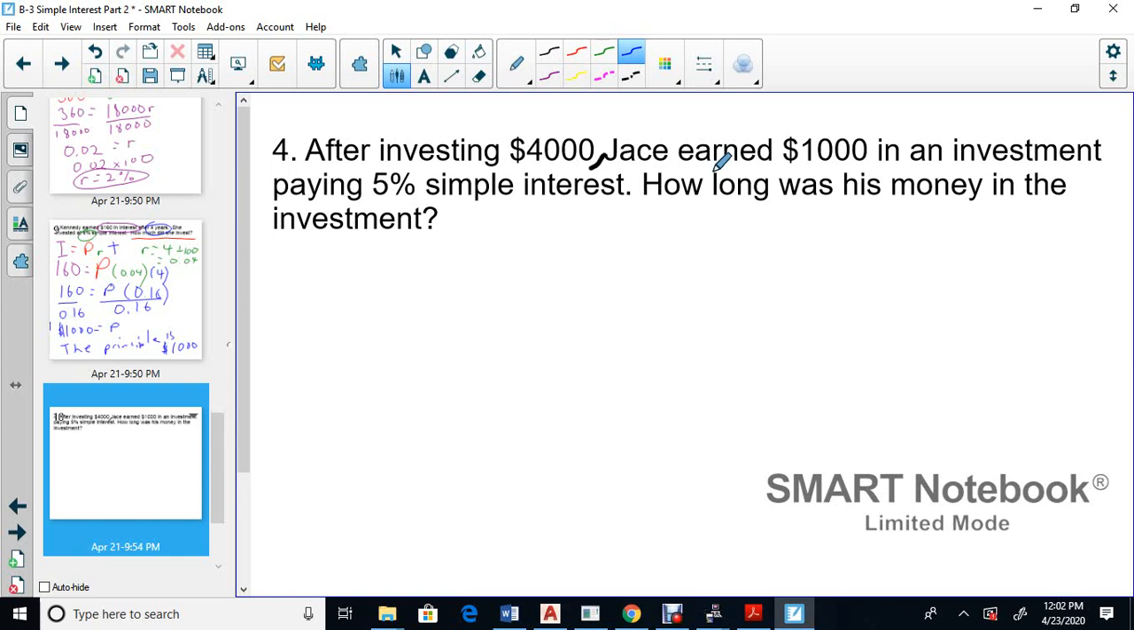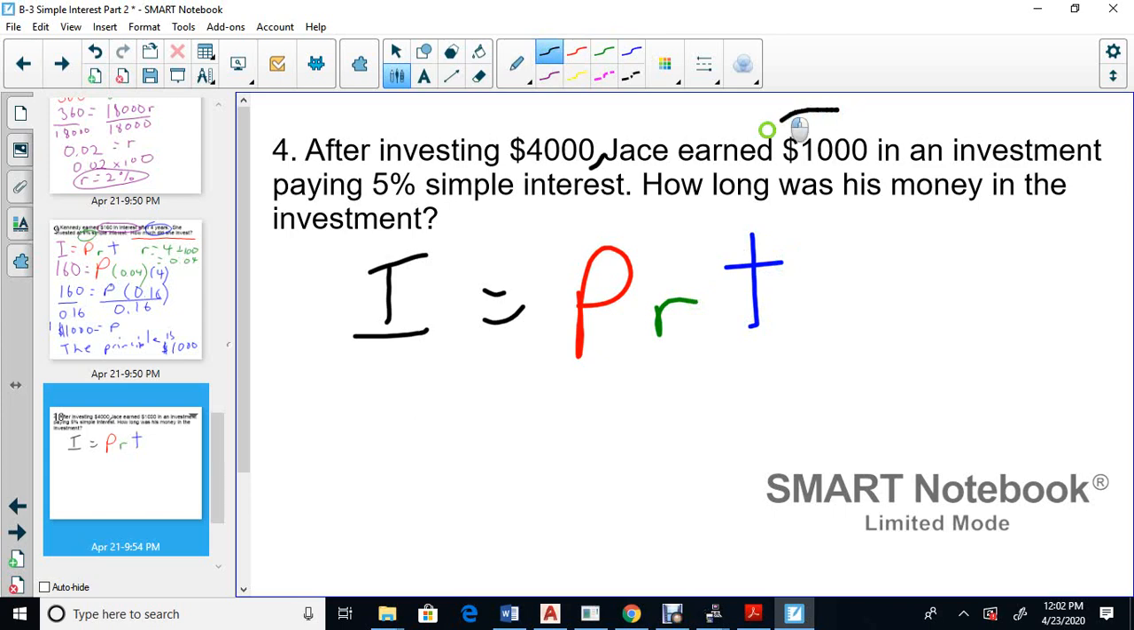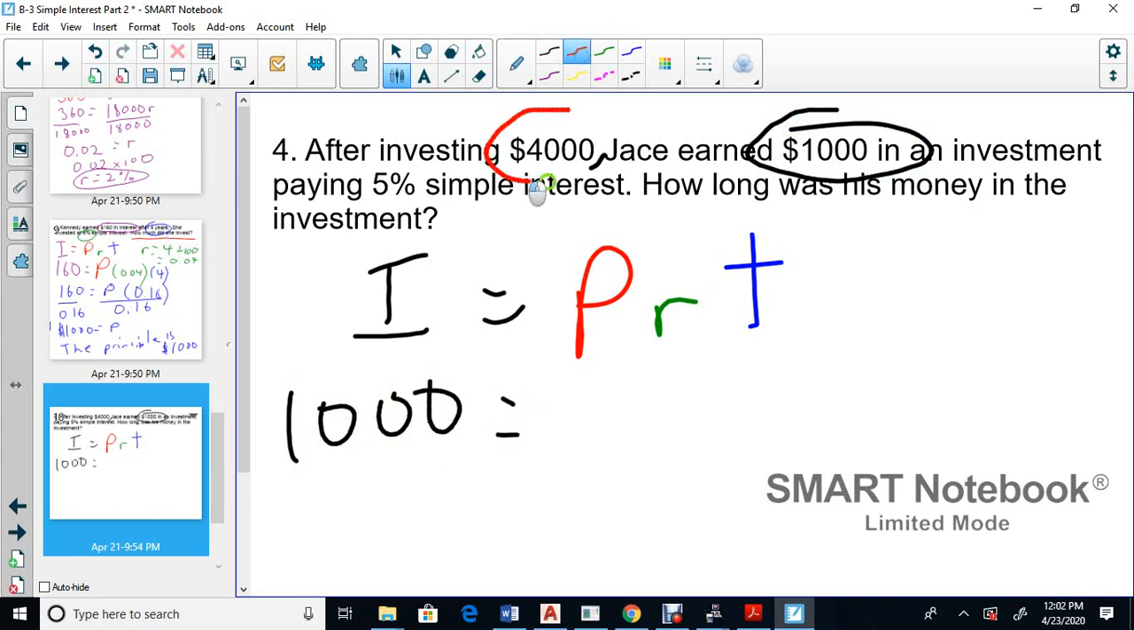Let's take a look. So we're going to use that same formula, I equals PRT, and we'll do the color coding. We'll do I in black, P in red, little r in green, and T in blue. Okay, so let's see if we have I. Oh, he made $1,000. That's the interest he earned. Okay, what did he start with? Oh, he started with 4,000. So put the 4,000 here.